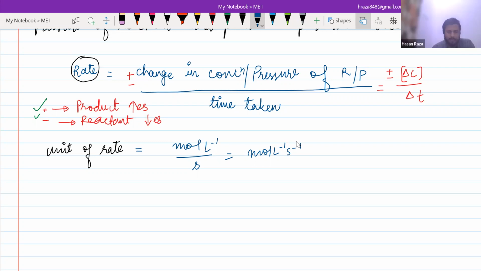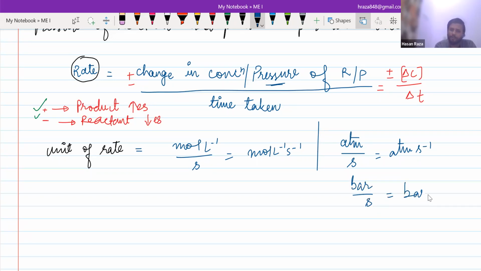Very good. But there is also the case of change in pressure. If you are going to deal with pressure, then the unit will be atm per second, or if you take bar as the unit of pressure, it will be bar per second. So it is either change in concentration of reactant or product, or change in pressure of reactant or product. Are you getting my point? Yes, sir.